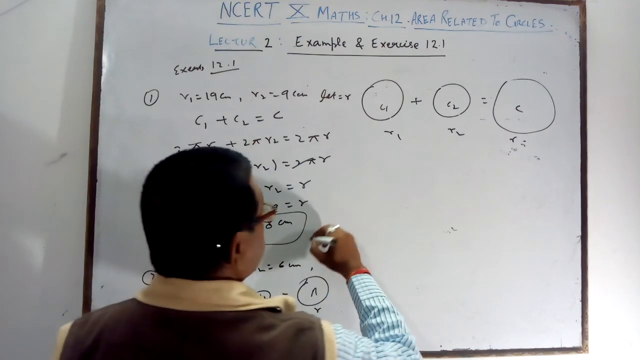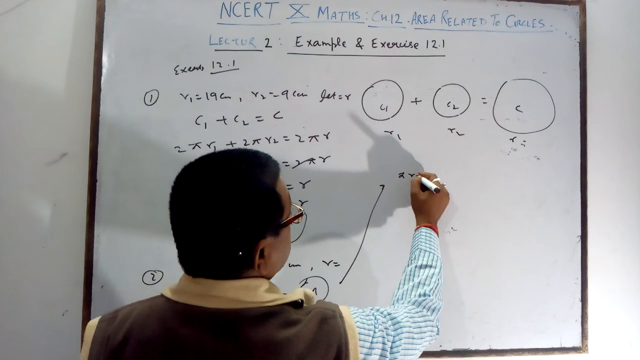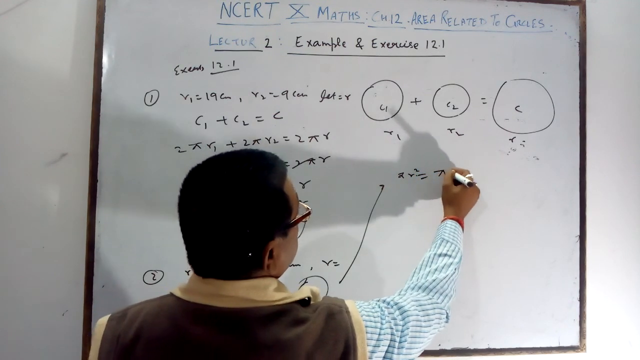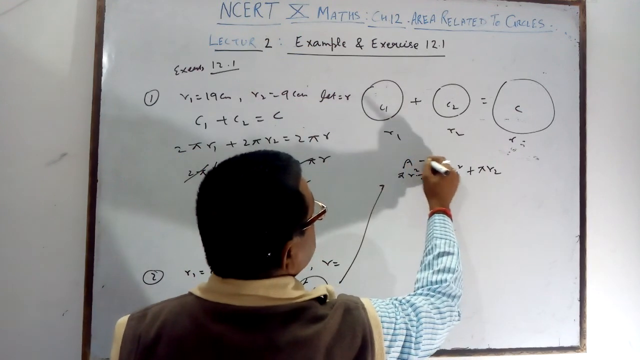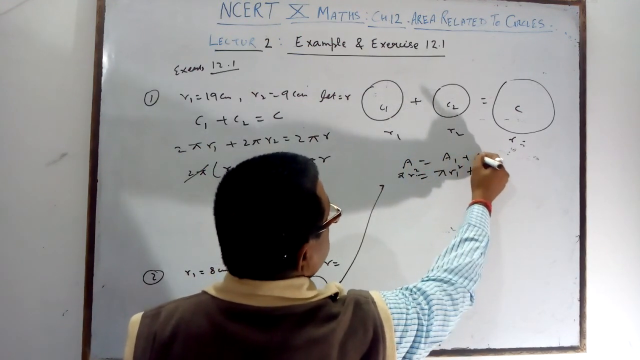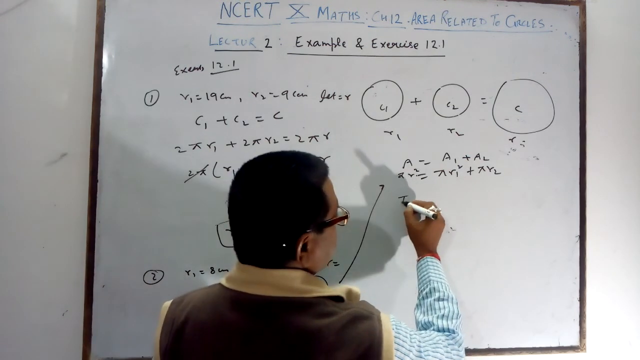So what will you get? From here, pi R square is equal to pi R1 square plus pi R2 square, means area is equal to area 1 plus area 2. Pi is common on this side.